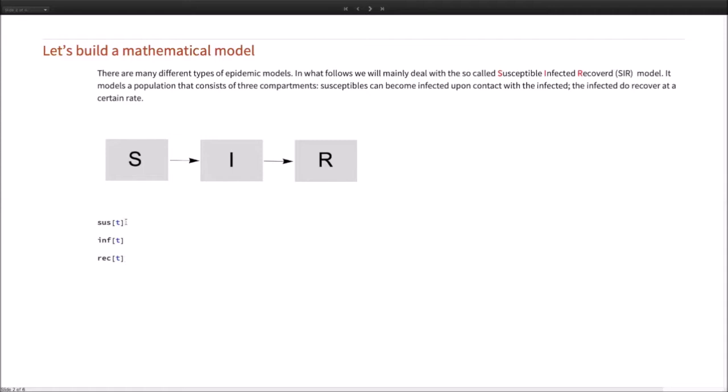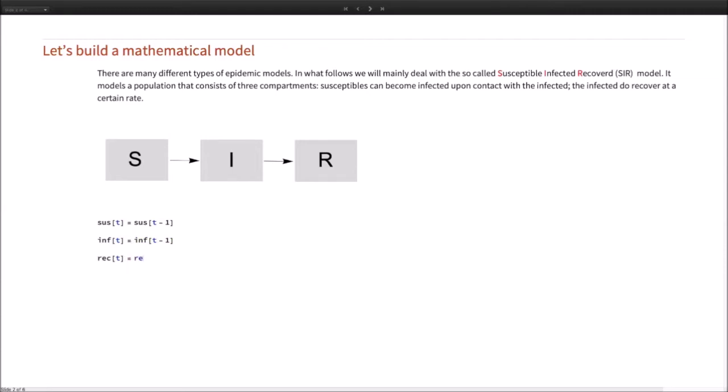So what I could do is say, well, if nothing happens, if nothing's going on, no infections, no recoveries, then these numbers won't change over time. So my susceptibles will be the same as we had in the last time step. Nobody will get out of this group or into this group. And we could say the same for the infected and for the recovered.